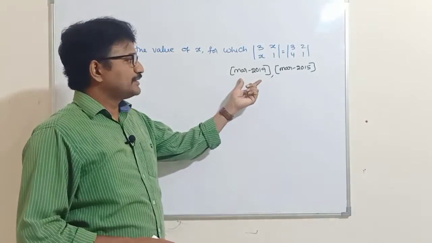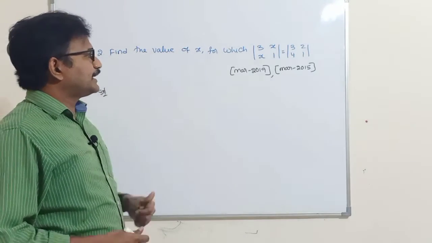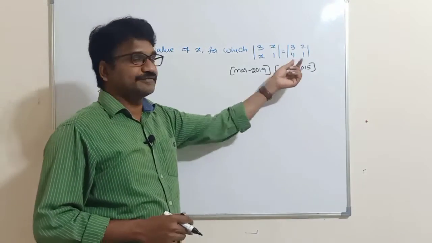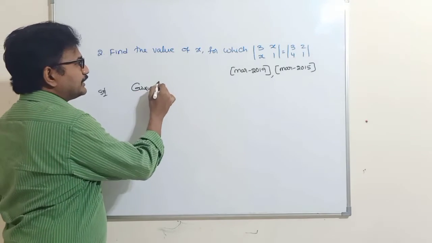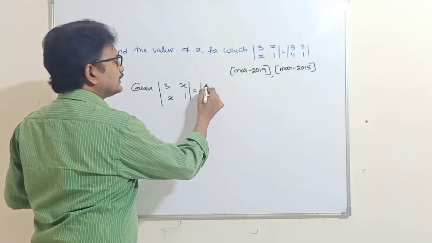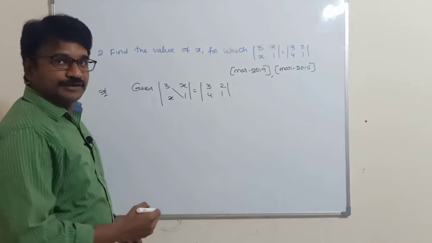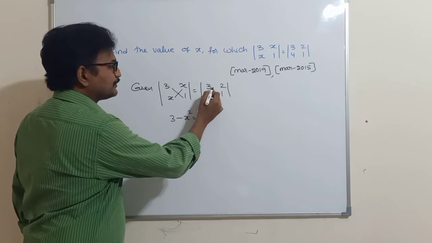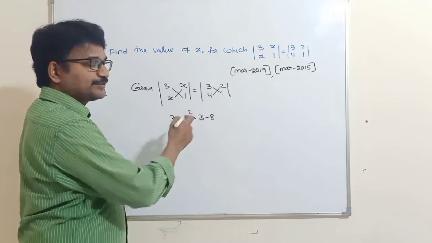Next, second problem, March 2019 and March 2015 question. Find the value of x for which delta of |3 x; x 1| is equal to delta of |3 2; 4 1|. So what is given? Given delta of |3 x; x 1| is equal to |3 2; 4 1|. So expand this determinant. 3 into 1 is 3 minus x into x is x square, is equal to 3 into 1 is 3 minus 4 into 2 is 8.